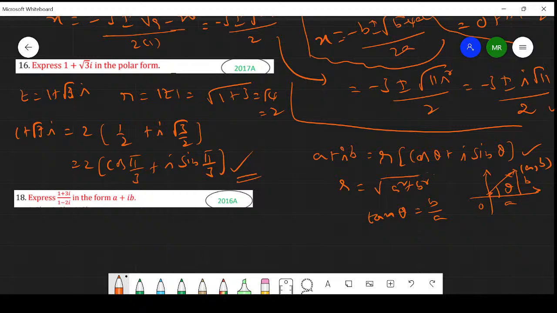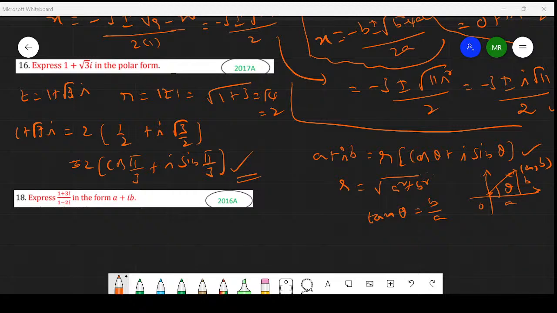I can write here, this pi by 3, you see, pi by 3 is the amplitude. It comes in the first quadrant. Pi by 3 is the amplitude of the complex number. r is the modulus of the complex number. This is called the polar form of the complex number.